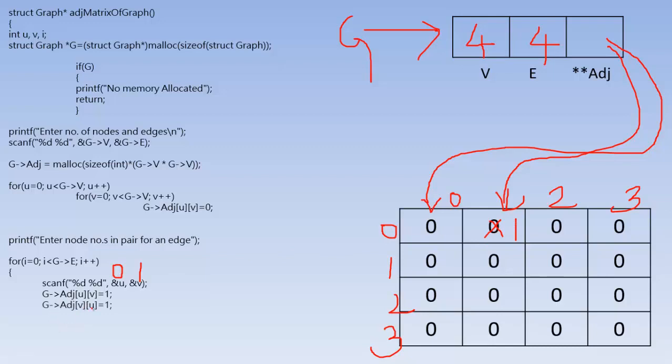And v comma u also 1, because this is not a directed graph. If there is an edge between 0 and 1, there is also an edge between 1 and 0. So v is 1, u is 0. So I'll store 1 also in 1 comma 0. That is here. So I'll store 1 here also, right? And again this loop iterates, and the user has to enter the next pair. Wherever he enters, I'll store 1 inside the cell. So this will be repeated until he enters the 4 pairs of the nodes, right? Because there are 4 pairs, 1 2 3 and 4.